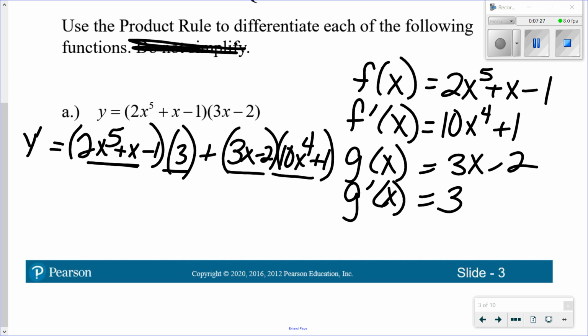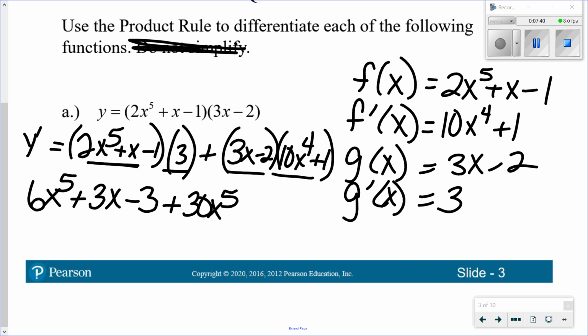And let's multiply this out. So we're going to have 6x to the 5th plus 3x minus 3 plus 30x to the 5th plus 3x minus 20x to the 4th minus 2. Okay, I think I got them all there.